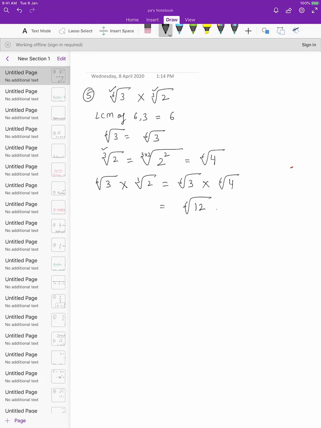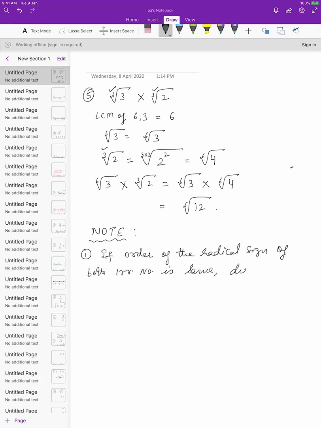So finally, what are the important points to note while multiplication and division? First thing that you have to remember is that if the order of the radical sign of both irrational numbers is the same, then they can be directly multiplied or divided.